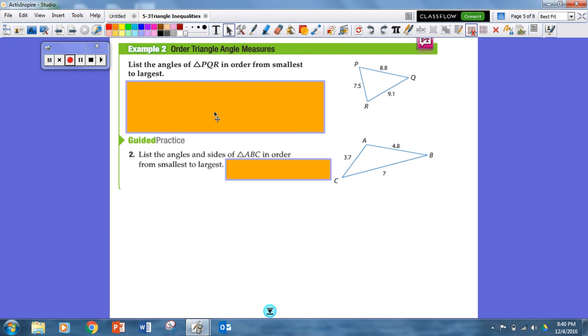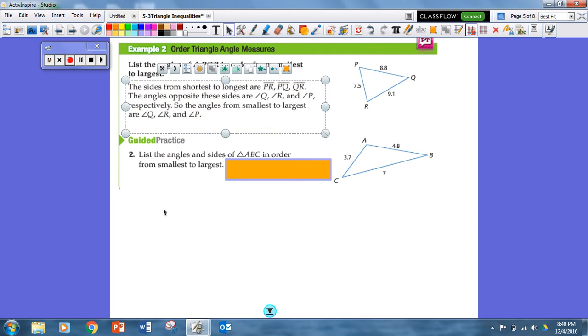Welcome back. So the answer for the angles of triangle PQR in order from smallest to largest is: the smallest angle is going to be angle Q, since it is opposite 7.5. The medium angle will be R, since it's opposite 8.8, and the largest angle P, since it's opposite 9.1. So again, it's QRP.